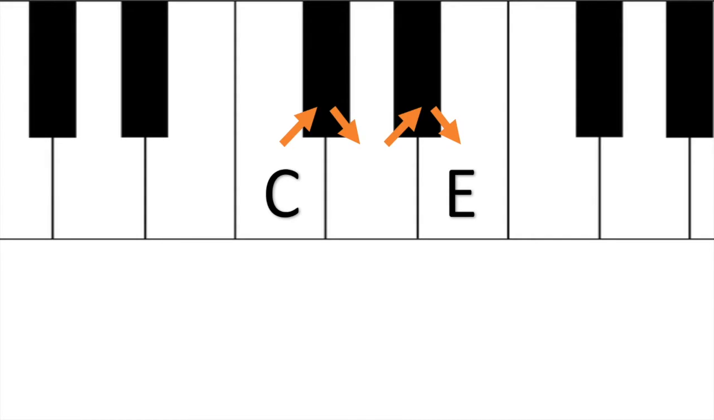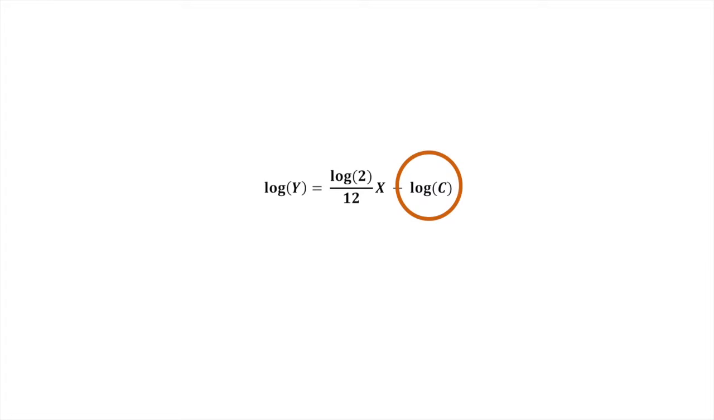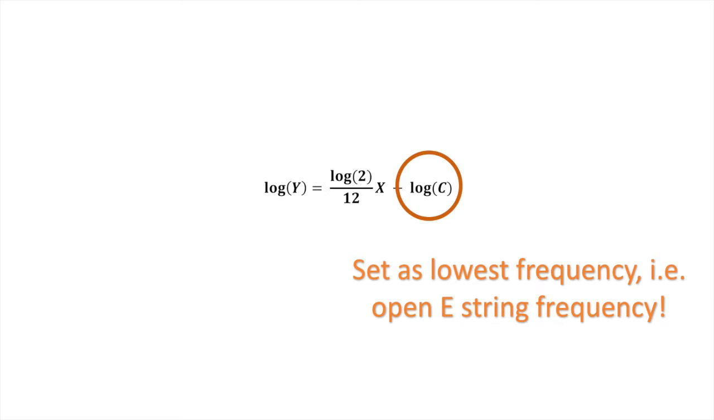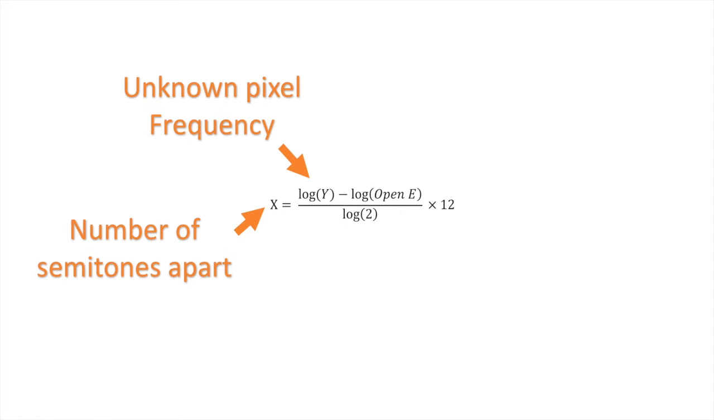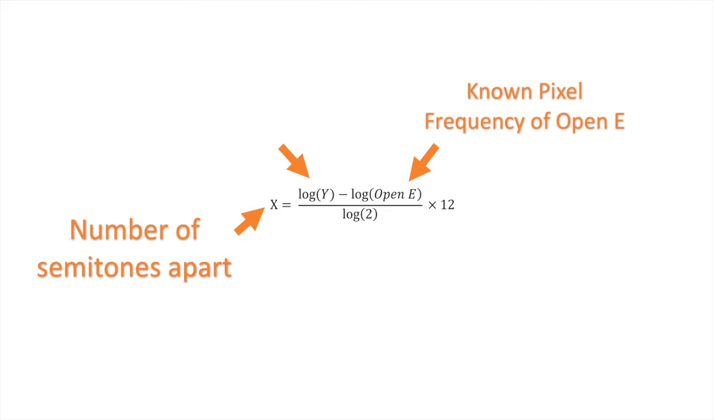What we need is to set the value of the y-intercept in order to find the other frequencies. Therefore, this program sets the lowest frequency that can be played on the guitar, the open E string, as the y-intercept. By rearranging the equation, we can also identify which semitone the pixel frequency is supposed to be. This equation tells us that we can find the number of semitones apart an unknown calculated pixel frequency is from the pixel frequency of the open string by putting the value of the calculated frequency into the equation.